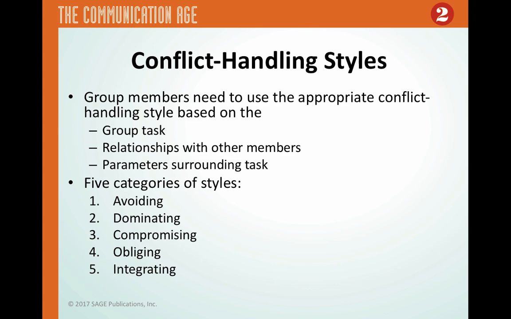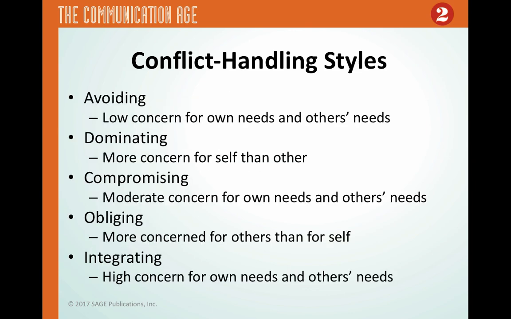And there's 5 different conflict handling styles. There's avoiding, dominating, compromising, obliging, and integrating. So the way you can think about this is concern for your own needs and concern for other people's needs. You can look at this as a chart, as a graph where you have concern for yourself on one axis and concern for others on the other axis, and this determines how we handle conflict.